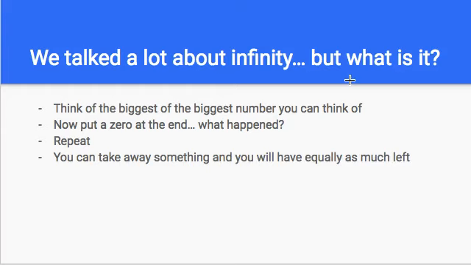Basically, anything you take away, you will still have as much left. You will have equally as much left because it always keeps on going. Infinity is a value that always keeps on going, and you can't even call it a value for that matter. It's just something that keeps on going. That's why I use the parentheses.